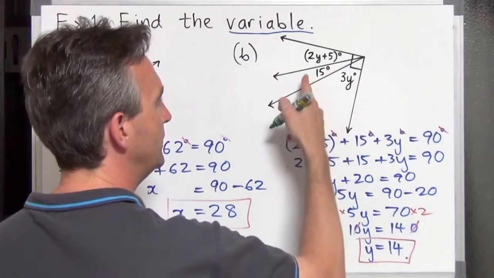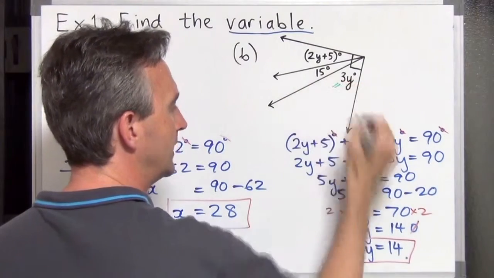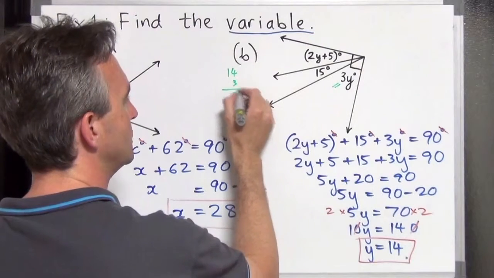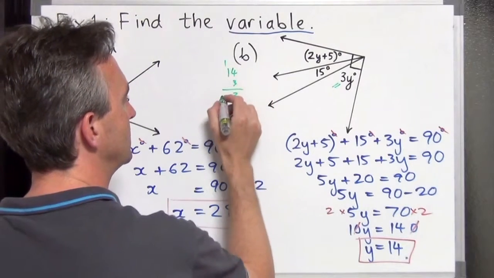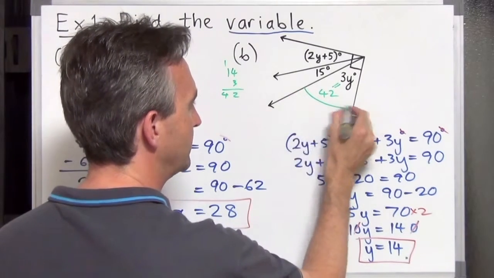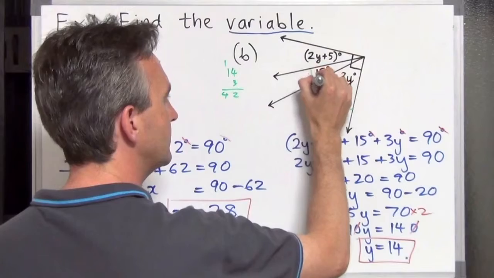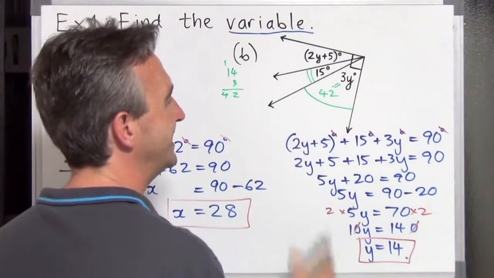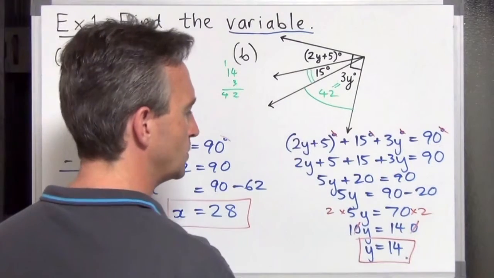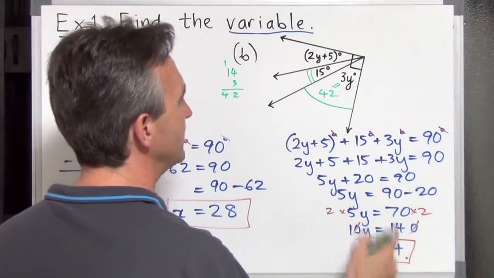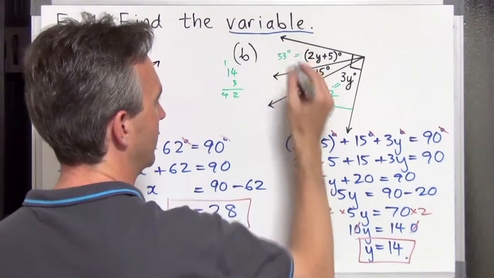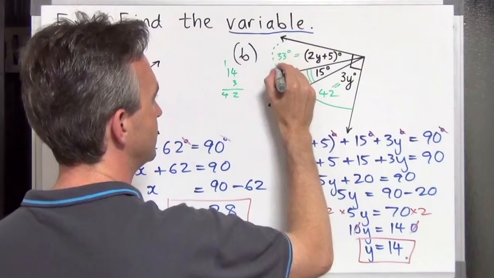Well, let's have a look here. We've got 15 degrees here. 3y. If y is 14, what's 3 times 14? 3 4s are 12 plus 1, 3 1s are 3 plus 1 is 4. This angle here is actually 42 degrees. This one's 15. I'll do that 2-stroke thing there because this and this are different. 2y plus 5, what's that? Well, 2 times y is going to be 28, plus 5 is going to be 33. So this angle over here is 33.